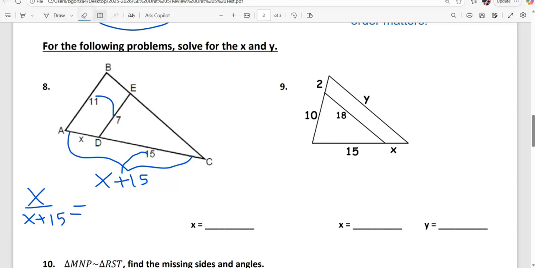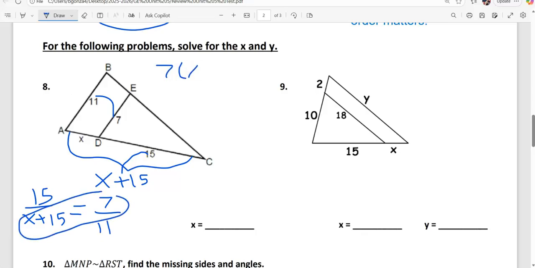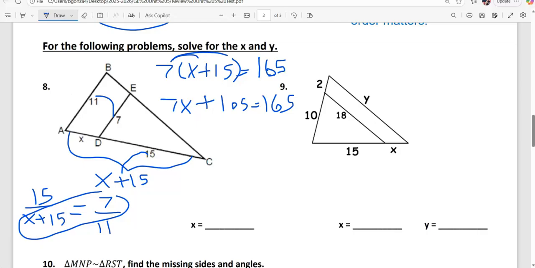My bad, 15 is the numerator, over x plus 15 equals 7 over 11. So cross multiply: 7 times x plus 15 equals 15 times 11 is 165. Distribute: 7x plus 105 equals 165. Get rid of that loner.